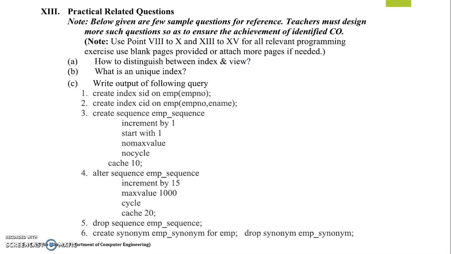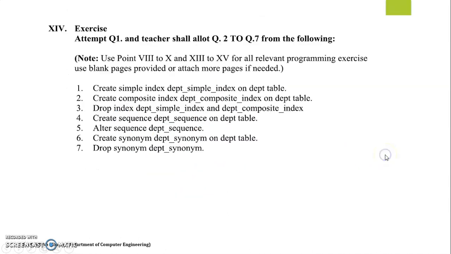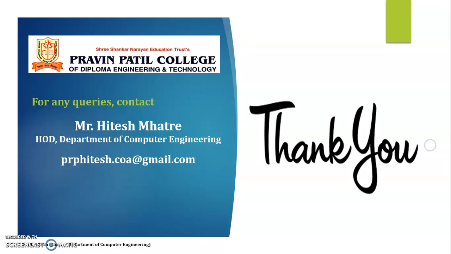These are some practical related questions. How can you distinguish between an index and a view, and what is a unique index. You have to write the output for some queries here. A total of 6 queries are given, so what will be the output of those, and then some exercises: creating some index and creating some sequence. If you have any queries regarding index and sequence, you can contact me. Thank you.